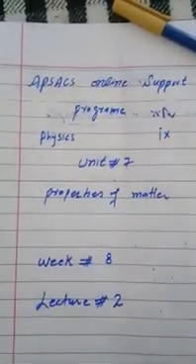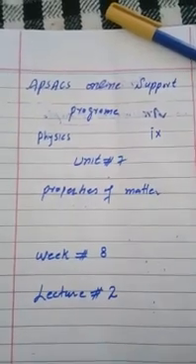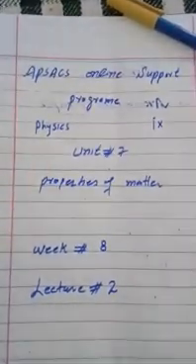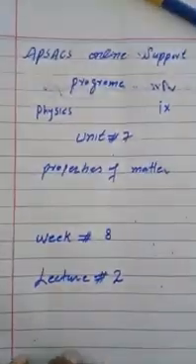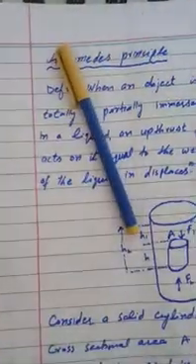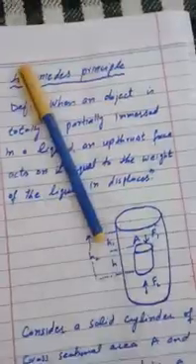This is my lecture for class 9th. Unit number is 7, Properties of matter. Week number is 8. Lecture number is 2. The contents of my topics are the Archimedes principle. Archimedes principle we will discuss here.